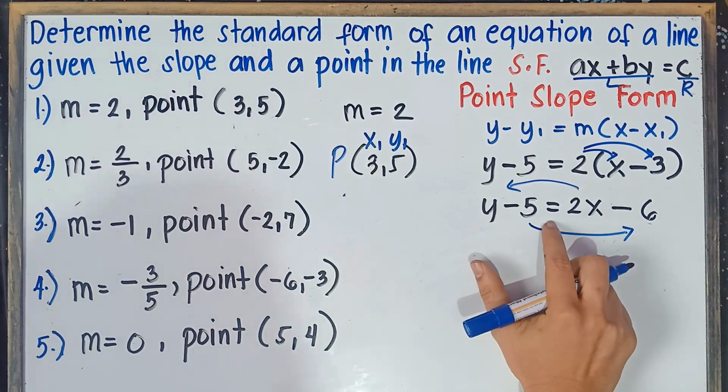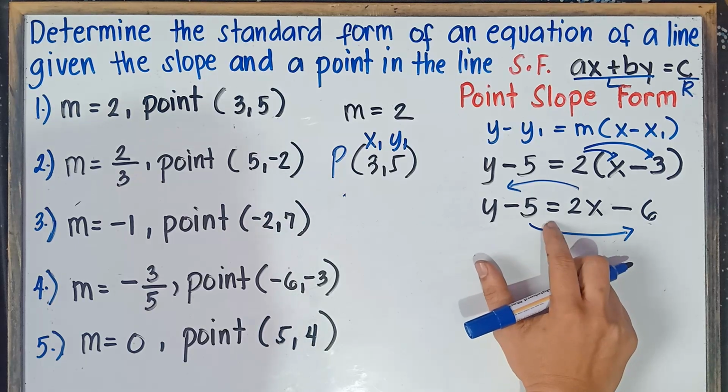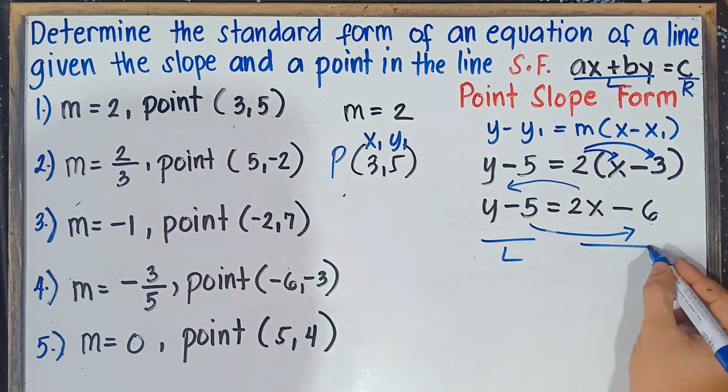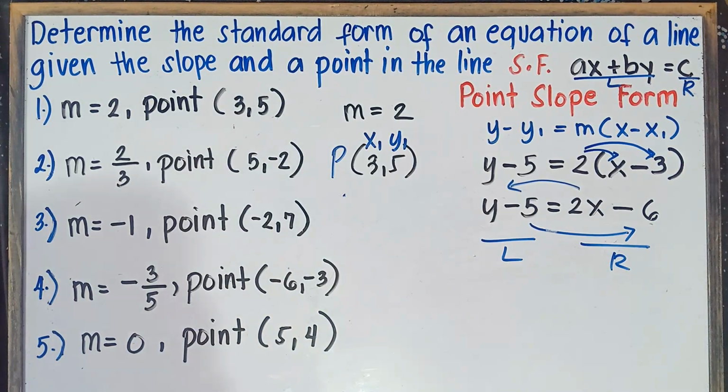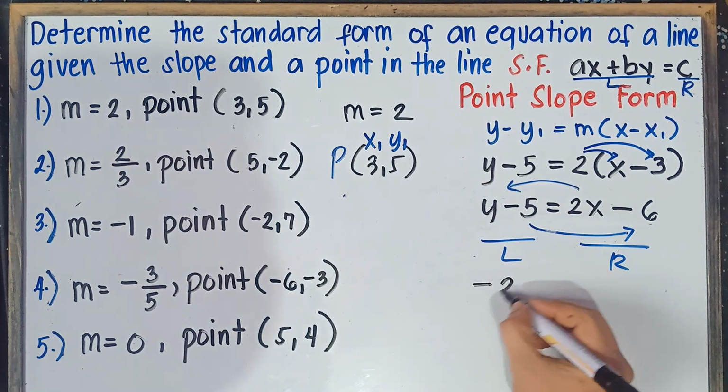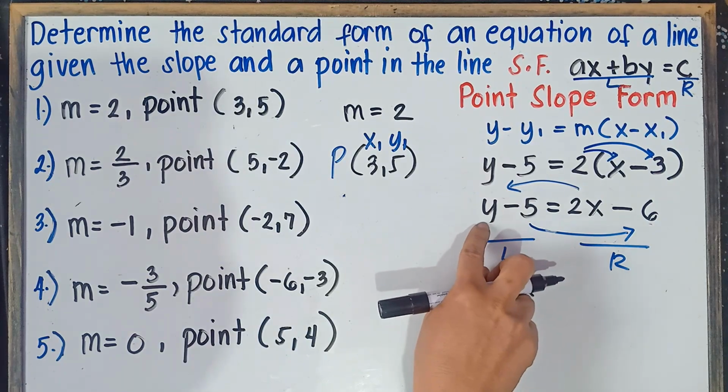Once you transfer from this equal sign, you change the sign. So once again, this is left and then this will be right. Alright, so transpose 2x from right to left. This is positive 2x. It will become negative 2x. And then simply copy y.